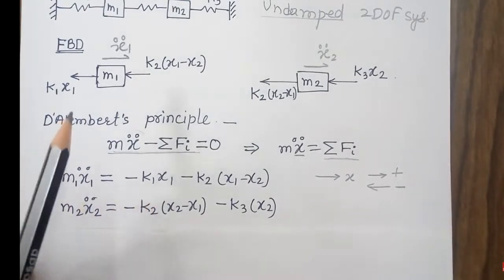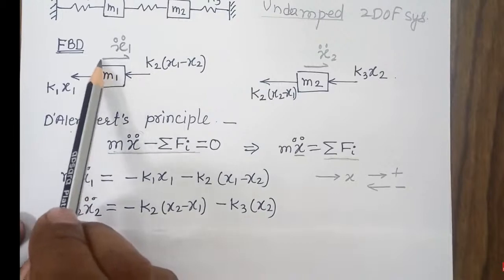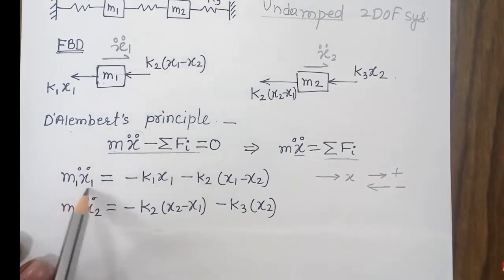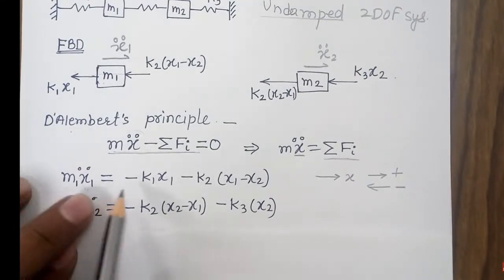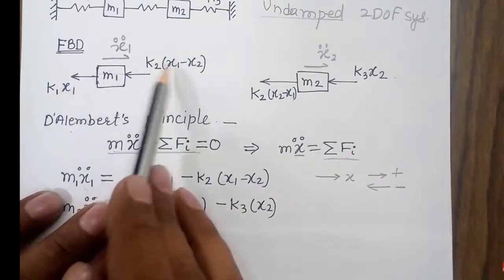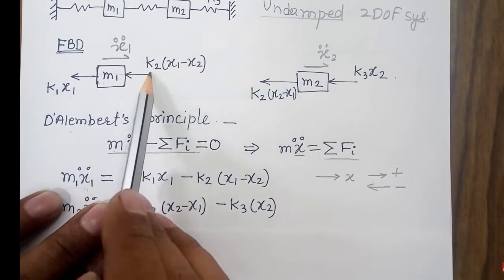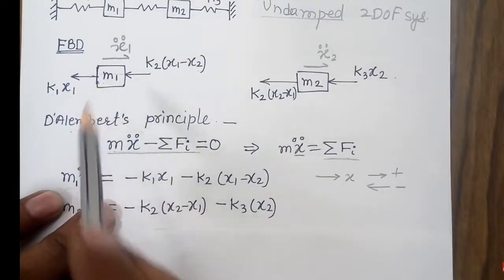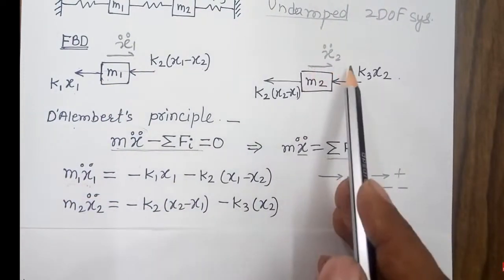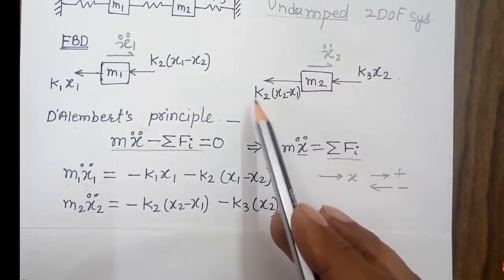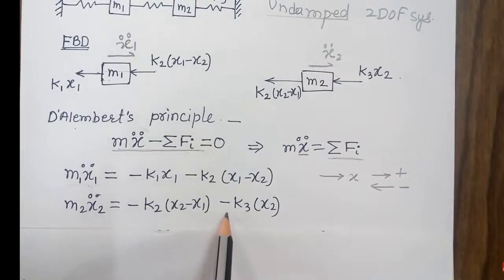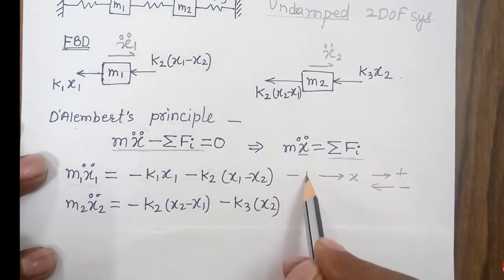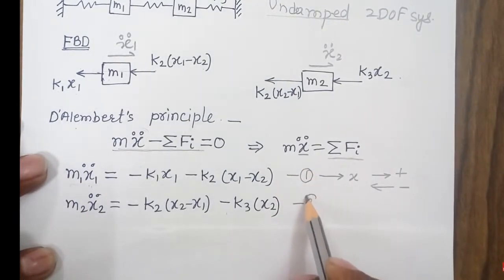So here we can see that the mass is moving in this direction and these two forces are acting in the opposite direction. So in my equation I am taking the left hand term as the inertial forces, and in the right hand term I am taking these two forces. One is k1 x1 and the second one is k2 (x1 minus x2), but with the negative sign, because these two forces are acting in the opposite direction. Similarly, the second mass is moving in the right direction and these two forces are acting in the left direction, so I have taken these two forces with the negative sign. So now I am having these two equations for the two masses.